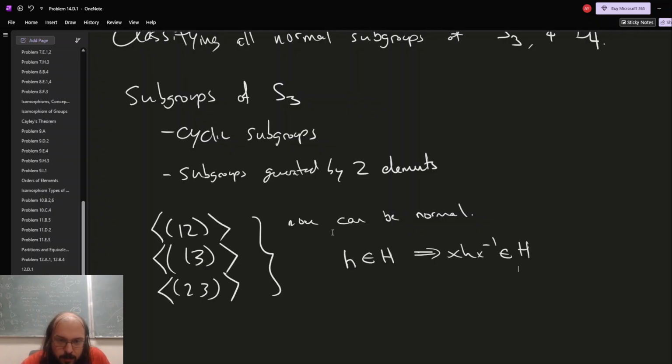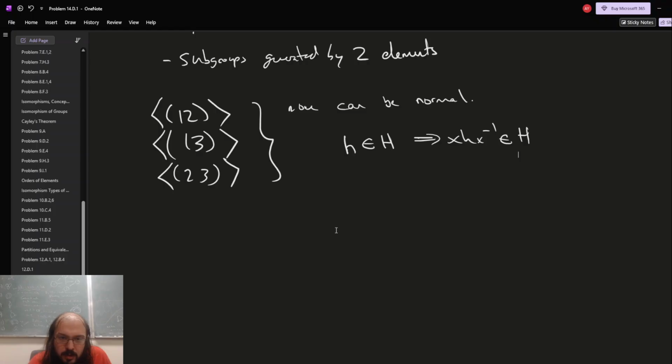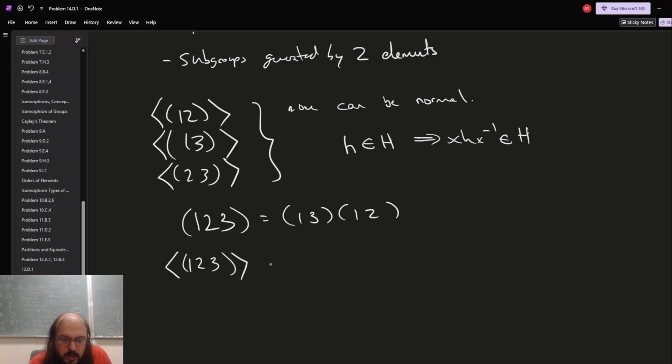So no shot there. Other cyclic subgroups would include things generated by a product of transpositions, or a 3-cycle. Now it turns out that a 3-cycle, like (1 2 3), actually is a product of transpositions. And so I only have to look at just one of these guys. And so we could consider the group generated by (1 2 3). This one is normal.